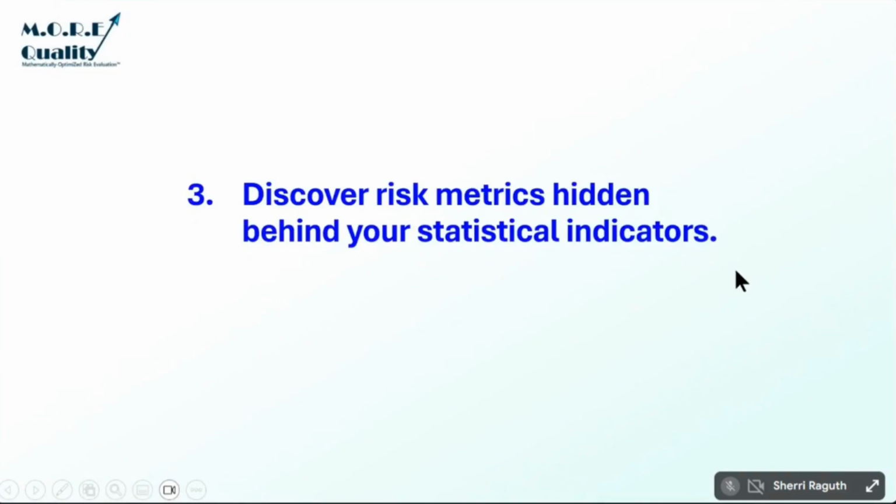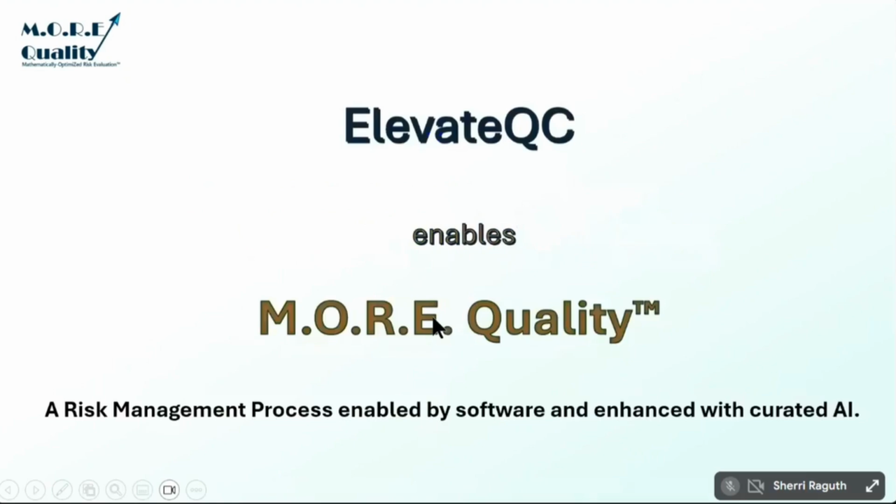Discover the risk metrics hidden behind your statistical indicators. I want to talk to you about a process that I call more quality, mathematically optimized risk evaluation. And this process is enabled by the Elevate QC platform. More quality is a risk management process enabled by software and enhanced with curated AI. Curated AI. Don't believe AI unless somebody has been through and said, oh yes, it's telling you the truth.